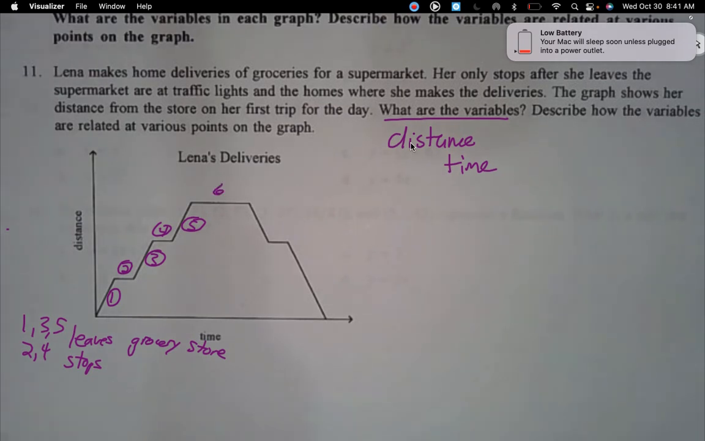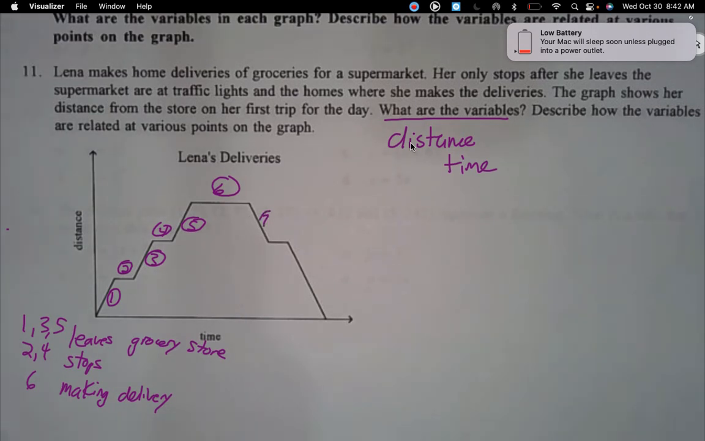But what happens at 6? She's still going, but, well, it's flat, so she's not. She's making her delivery. It's taking longer. So this is like a stop at a stop sign or a red light, right? So this is making her delivery. It takes a little bit longer.